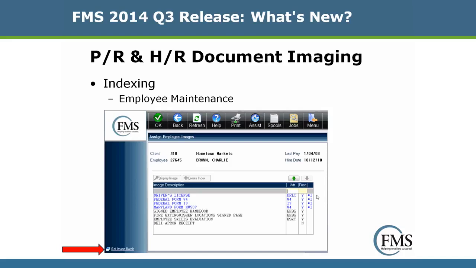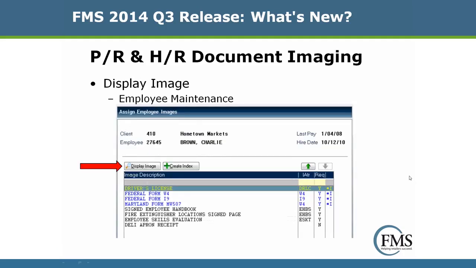Similar to the AP and GL imaging, click on Get Image Batch on the bottom left-hand corner of the screen. This will provide a list of the PR imaging batches. Highlight one and click on Select. This will open the batch of PR images. Prepare the imaging document using the batch scan window. Once complete and the images are ready for indexing, highlight the image type and click on Create Index. This will index the image to the employee, and the next available image in the batch will be displayed in the batch scan window.